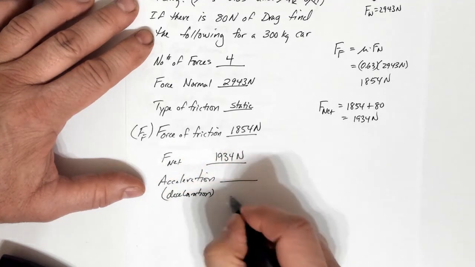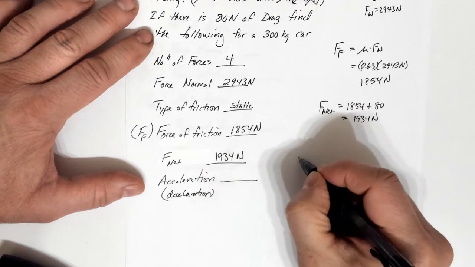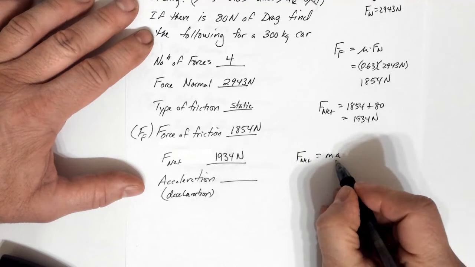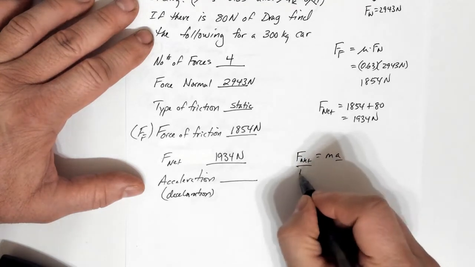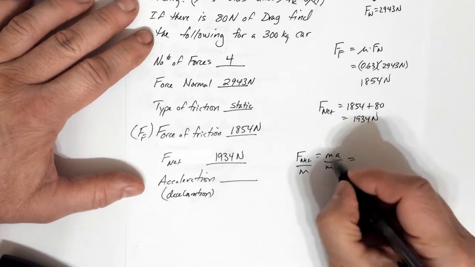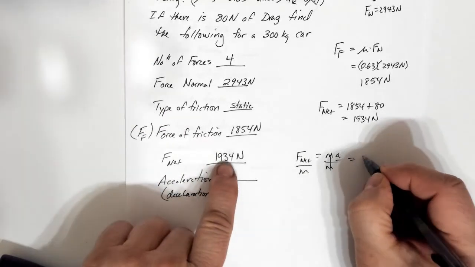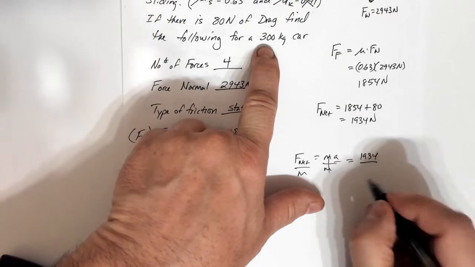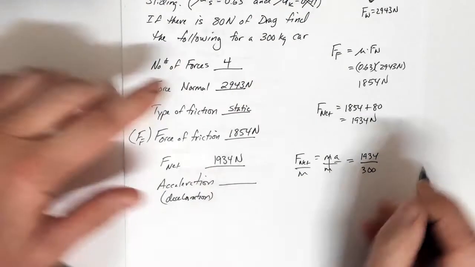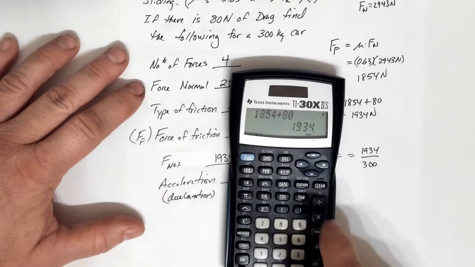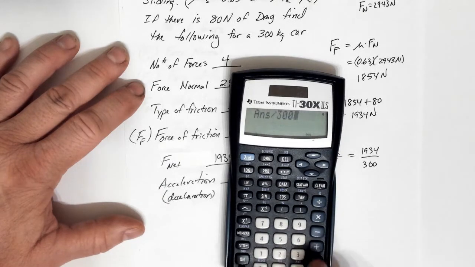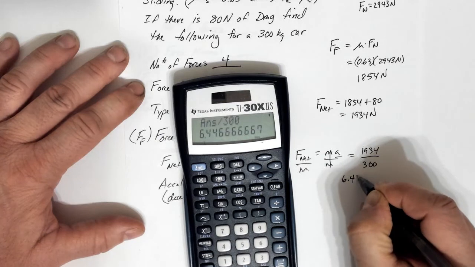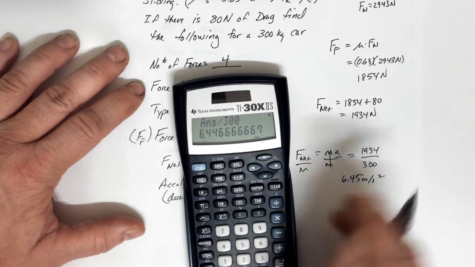And so we want to really find this acceleration. We know F net equals ma, and I want to solve for the a. So I'm going to divide by the mass. It's going to be the net force, 1934, divided by my mass, which was given as 300 kilograms. And so 1934 divided by 300, and I get a deceleration rate of 6.45 meters per second squared. Okay?